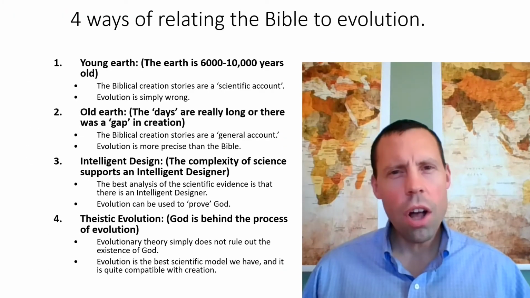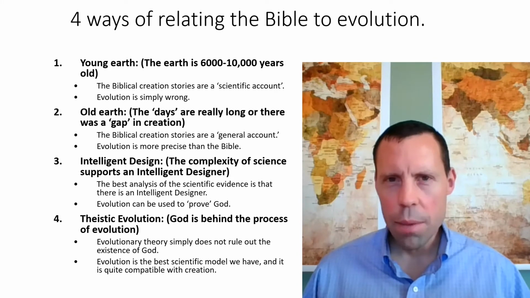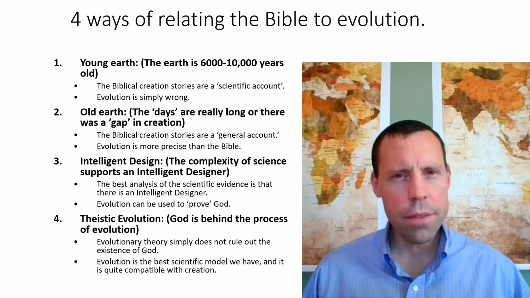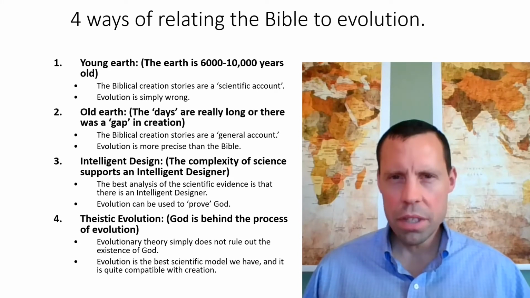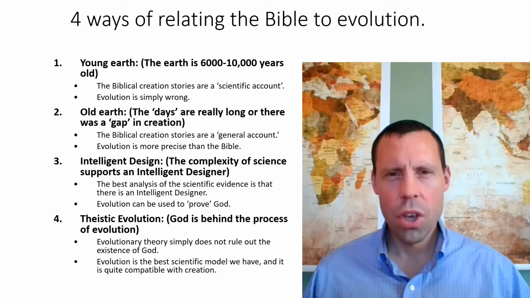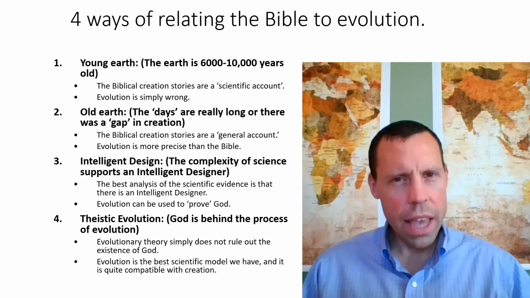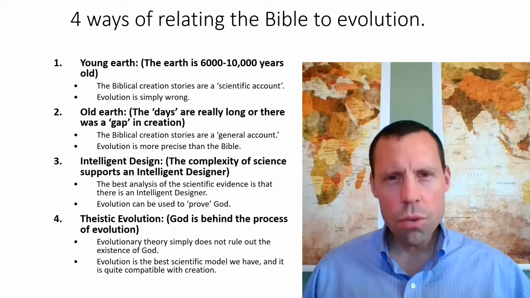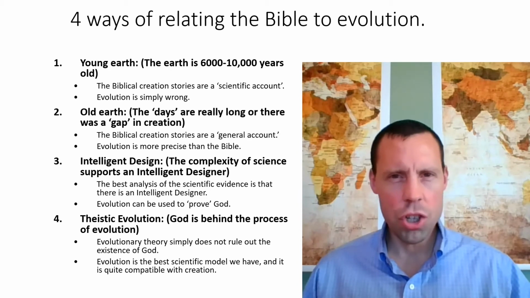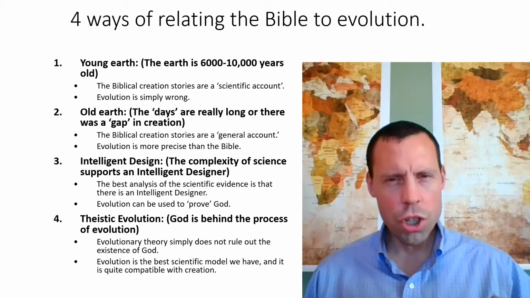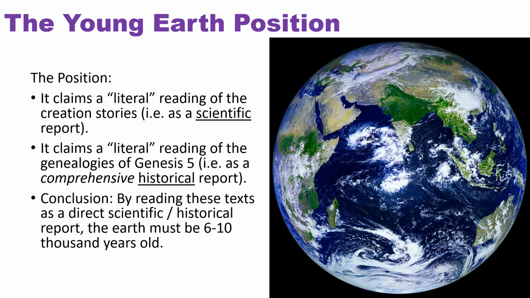This is why, then, all four views are still on the table, and all four views need to be investigated in order to understand where the evidence lies, which of these views, as models, is the most useful in understanding the relationship between science and Christianity at the present time. The first position that we'll consider is the young Earth position. This is the view that the Earth is somewhere between 6,000 years old and 10,000 years old.